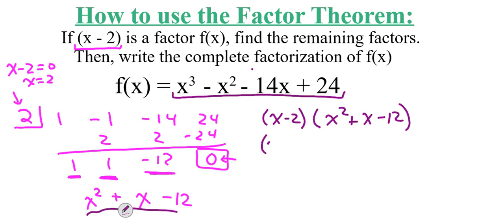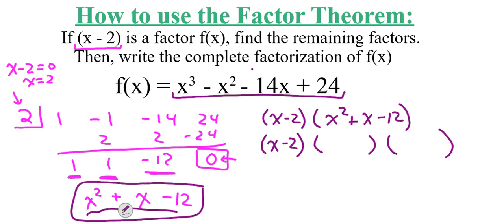So we already know x minus 2 is a factor. They gave that to us. And then we're going to break down this quadratic that we got from using synthetic division. We're going to say two numbers that multiply to equal negative 12 that add to equal positive 1. That's going to give me a plus 4 and a minus 3. I'm done. So find the remaining factors, there we go.